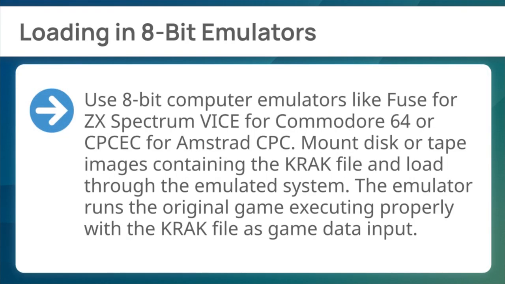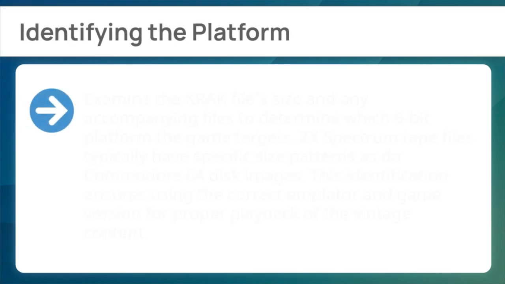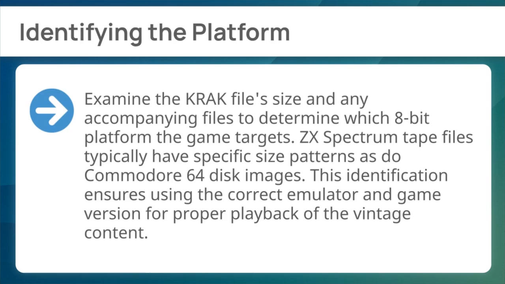Use 8-bit computer emulators like Fuse for ZX Spectrum, Vice for Commodore 64, or CPCEC for Amstrad CPC. Mount disk or tape images containing the KRAK file and load through the emulated system. The emulator runs the original game, executing properly with the KRAK file as game data input. Next, identifying the platform. Examine the KRAK file size and any accompanying files to determine which 8-bit platform the game targets. ZX Spectrum tape files typically have specific size patterns, as do Commodore 64 disk images. This identification ensures using the correct emulator and game version for proper playback of the vintage content.